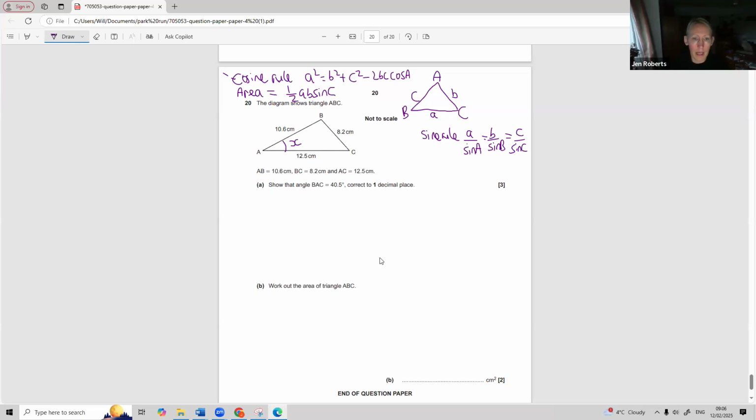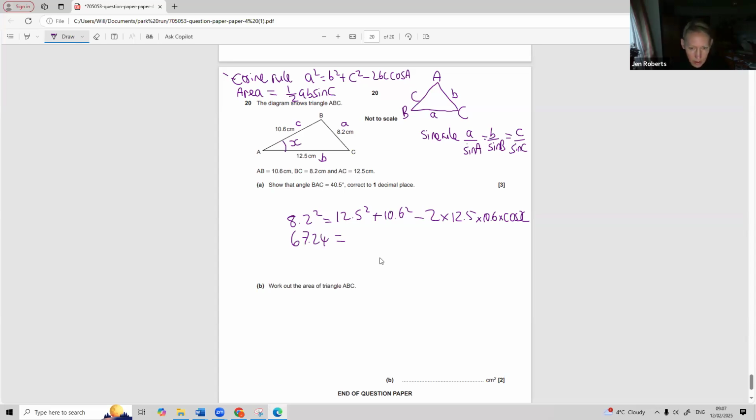Okay, so big A, little b, little c. 8.2 squared equals 12.5 squared plus 10.6 squared minus 2 times 12.5 times 10.6 times cos A, our unknown, or just cos X. I'd work out as many things as you can first. It's not the easiest thing to rearrange this. So we want to make cos X the subject and then X. I'm going to work these out and add them together.